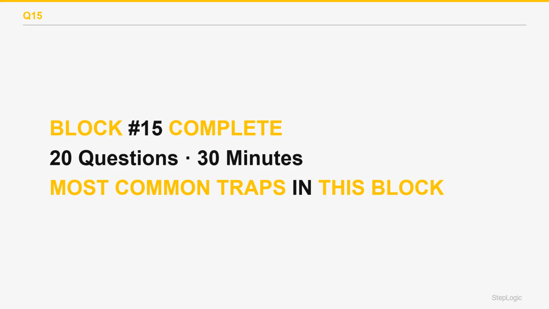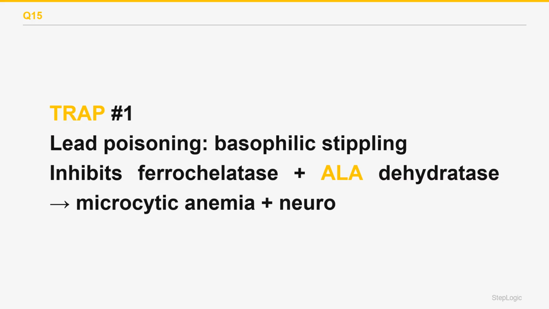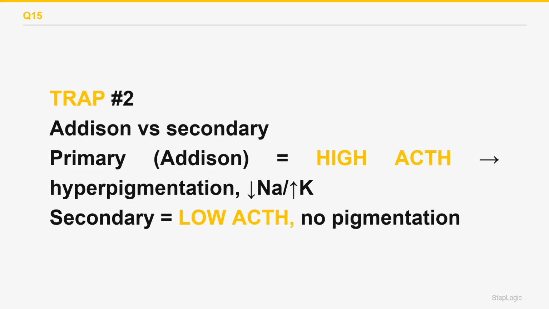Block 15 is done. The halfway mark of the full set. Let's review the 5 biggest traps from this block. Trap 1. Lead poisoning causes a microcytic anemia with basophilic stippling by inhibiting ferrochelatase and ALA dehydratase in heme synthesis, plus neurologic and abdominal symptoms, classically in children with pica.